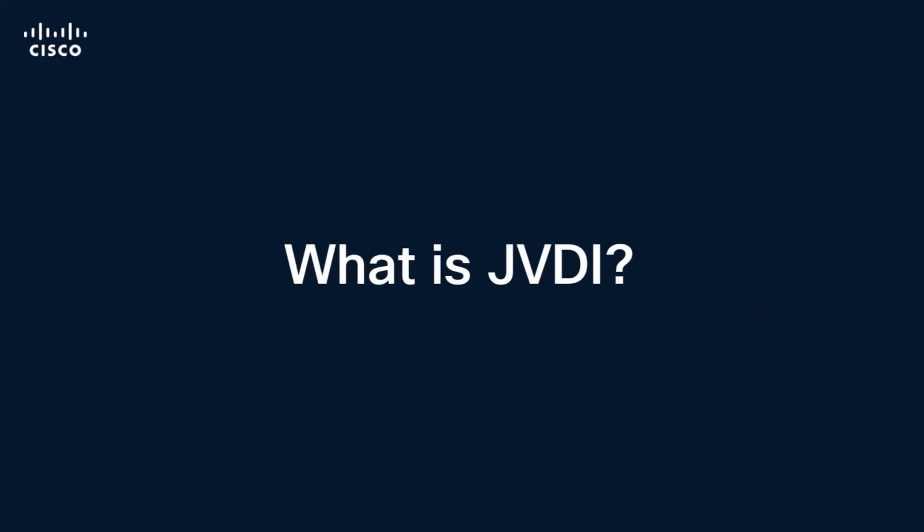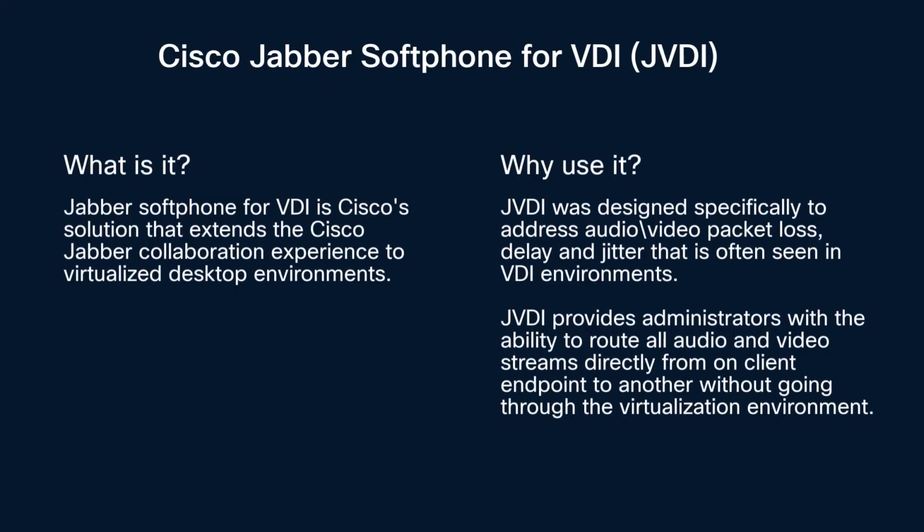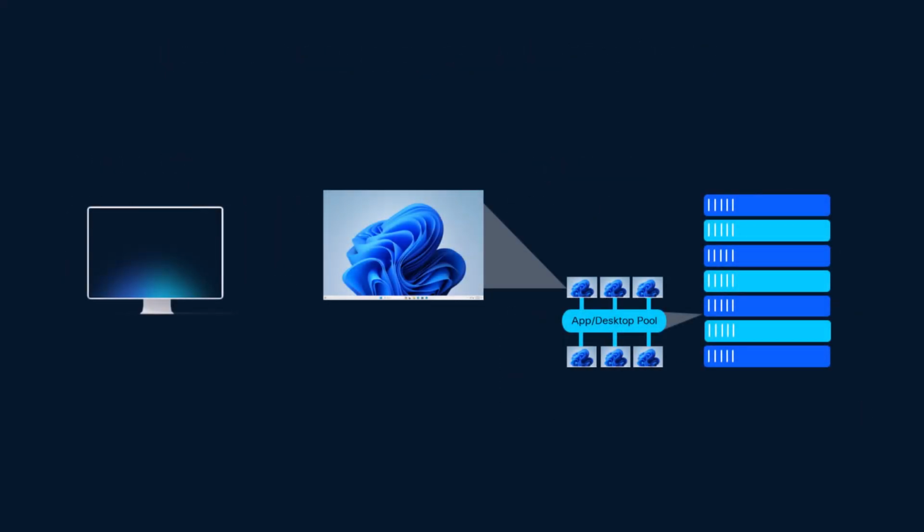Up to this point, we have mentioned JVDI, but what is JVDI? JVDI is a software solution developed by Cisco to provide a reliable software experience in virtual desktop environments. JVDI's origin is found in a limitation identified in data center virtualization. Let's take a look at this limitation.